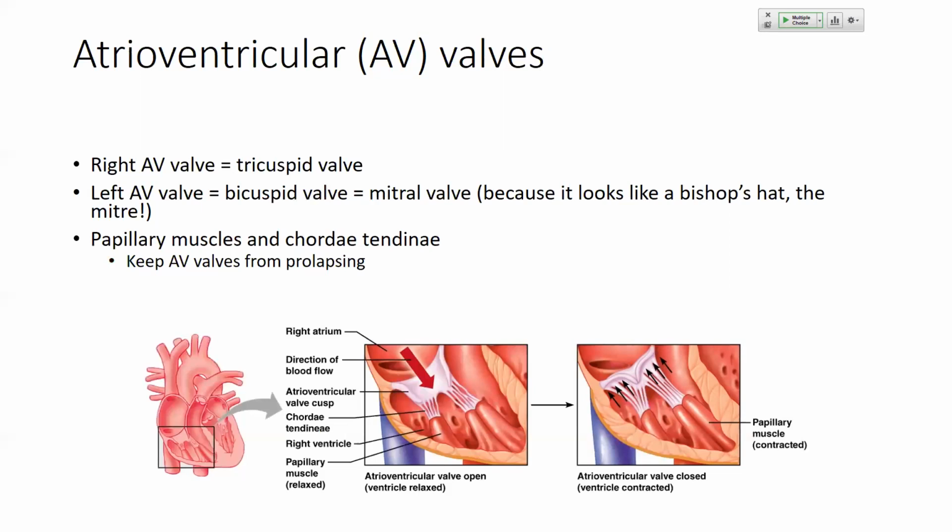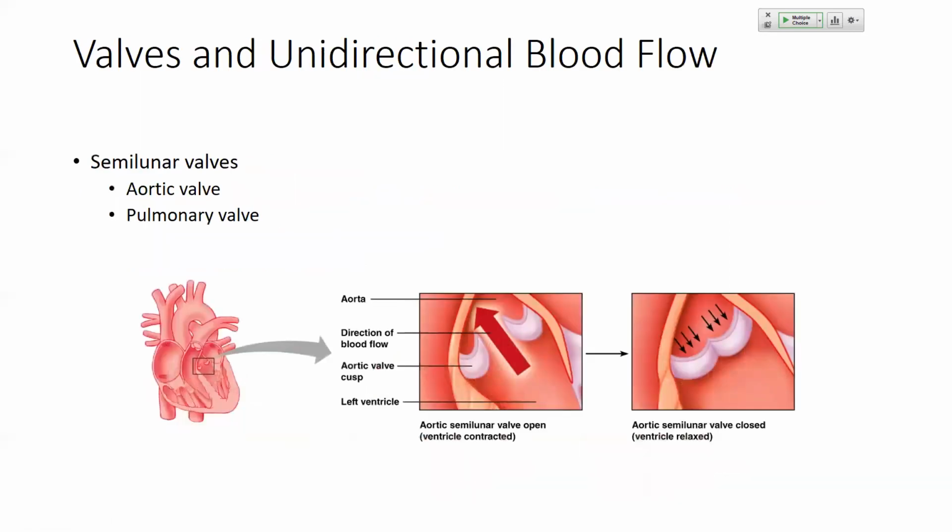Okay? So again, the contraction of the papillary muscles, the pulling, the tightening of those tendinous cords help to keep the valve closed during a time when the ventricle is contracting and blood should not be moving back into the chamber. Okay. And we see this on both sides, left ventricle as well as the right ventricle.